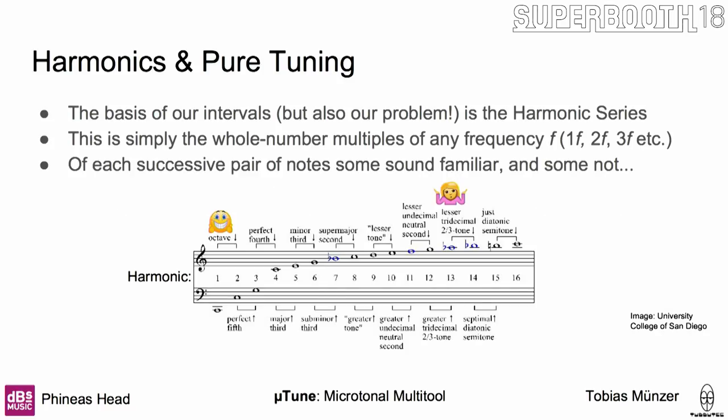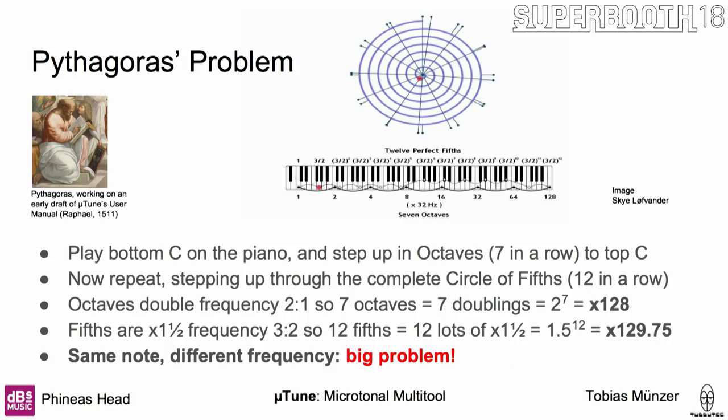We get our notes from the harmonic series. So we pick a frequency and we multiply it by all the whole numbers, 1 times F, 2 times F, 3 times F. And if you look at that, you'll see that there are some musical intervals that you might recognize, like the octave and the perfect fourth, but there's some that you maybe haven't seen before, like the lesser tridecimal two-thirds tone. That's a tone that isn't one of the semitones on the piano.